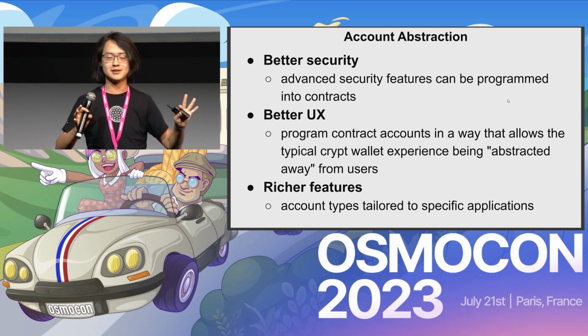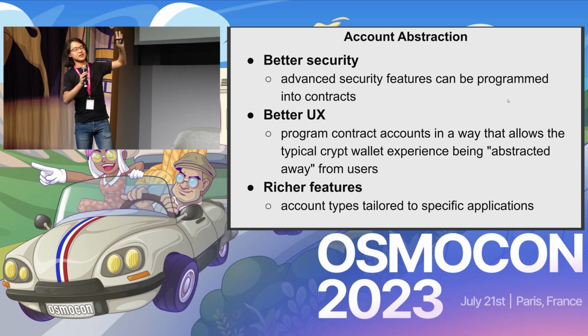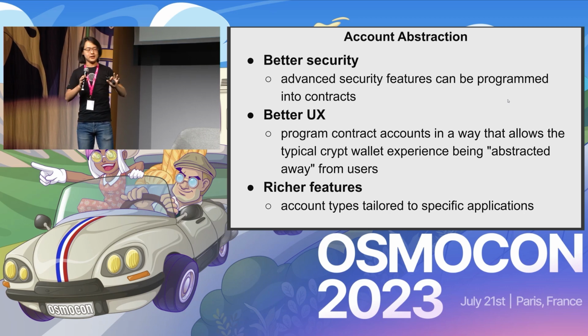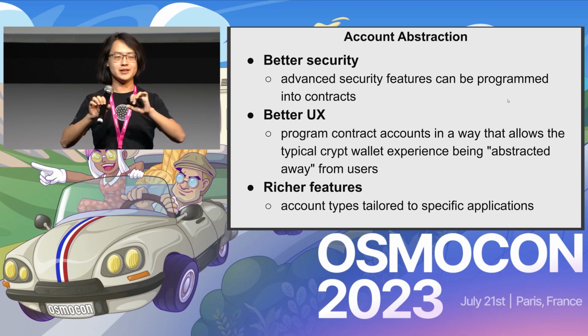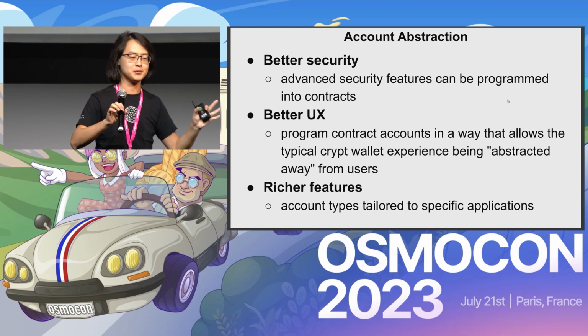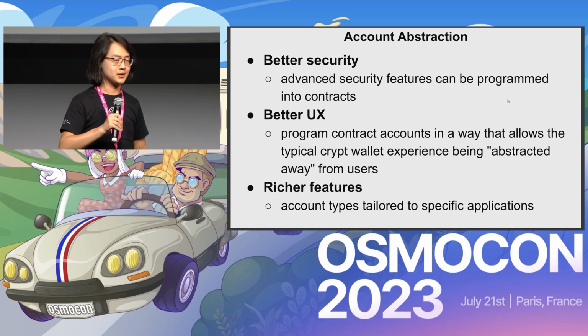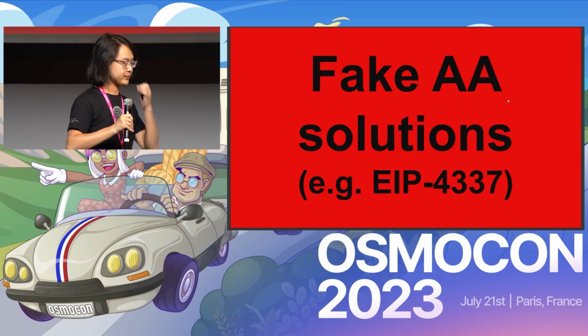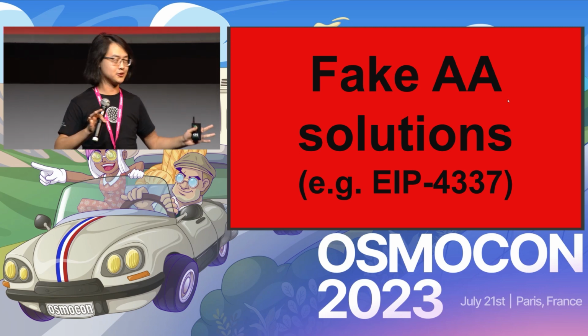There are a few meanings of account abstraction. It includes things such as adding new features. It includes abstracting away the typical crypto account experience from users. And we can also build richer features into accounts. There are a number of different account abstraction solutions.